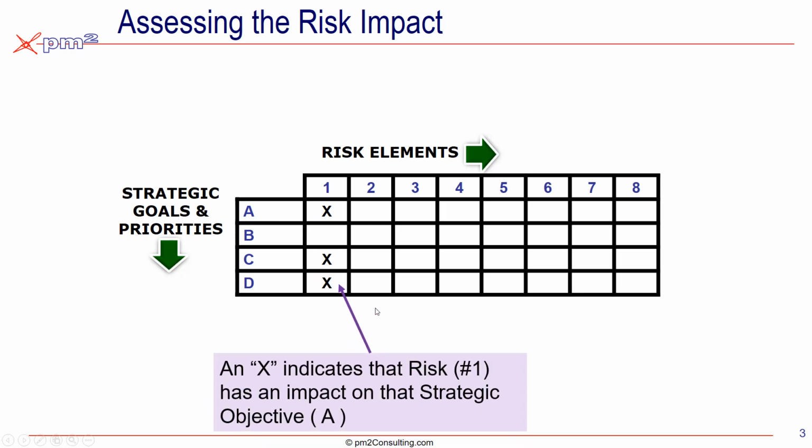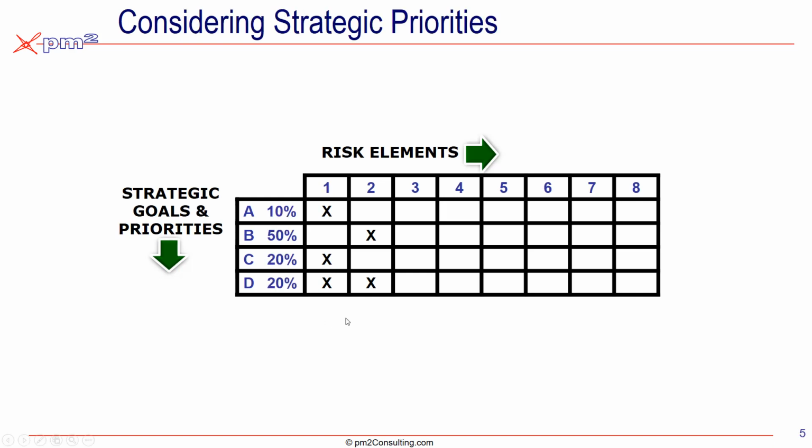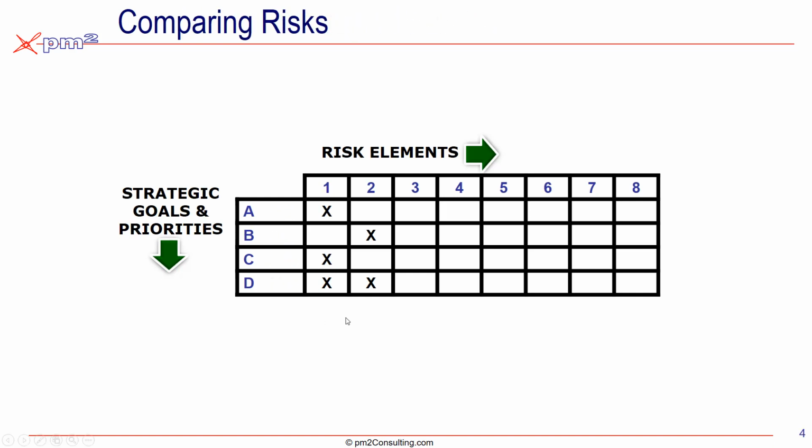Now let's take a look at another risk. Let's say, guess what? Risk 2. It impacts B and D. So the question is, which is the more significant risk as far as the organization is concerned? Well, you might think it's risk 1 because it impacts 3 objectives.